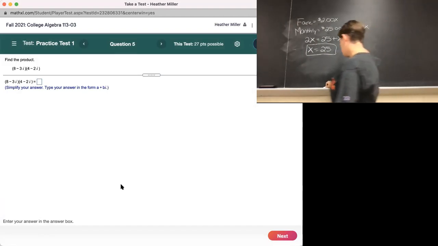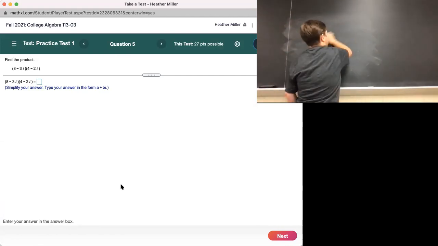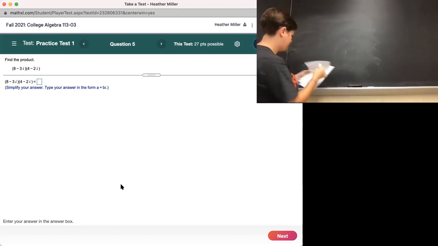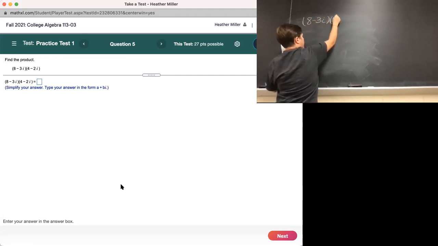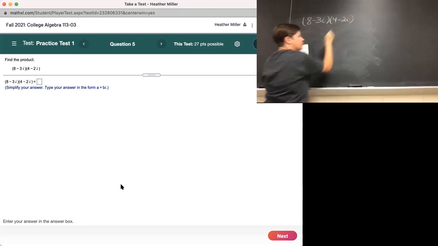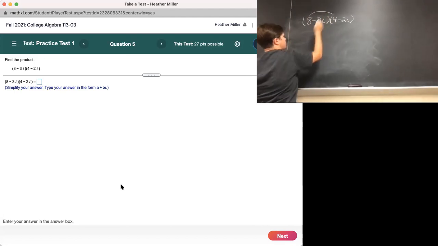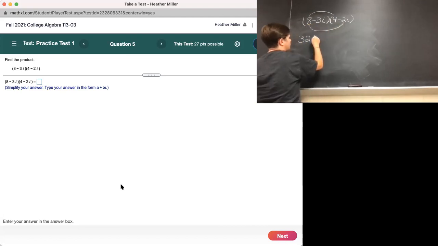Okay, this is complex numbers. This was 1.4. So we had 8 minus 3i times 4 minus 2i, and this is multiplying complex numbers. When we do this, we're using the FOIL method. So we're going to do first, which is 32. We do outer, which is negative 16i.